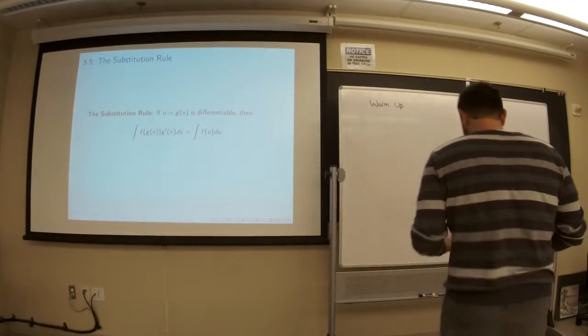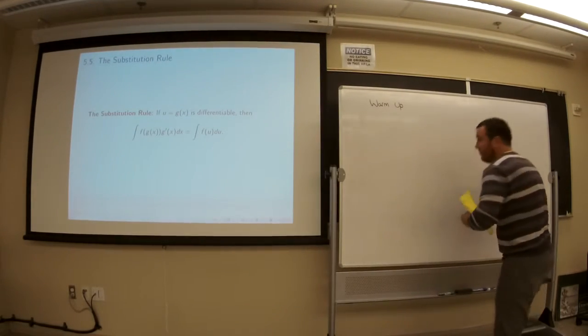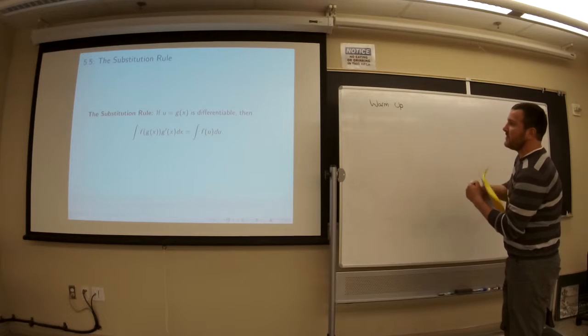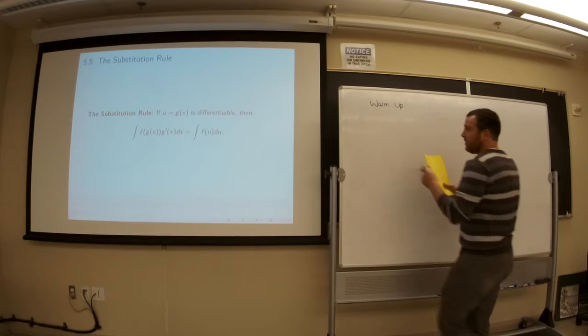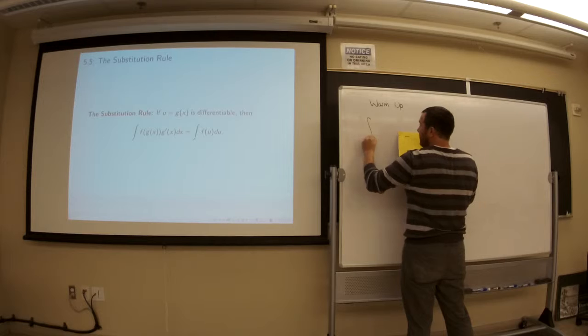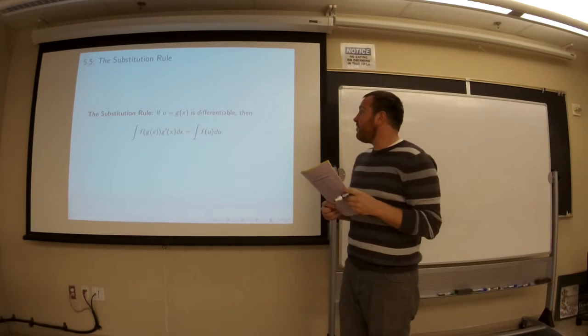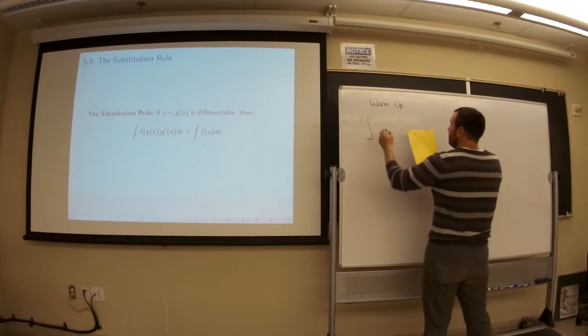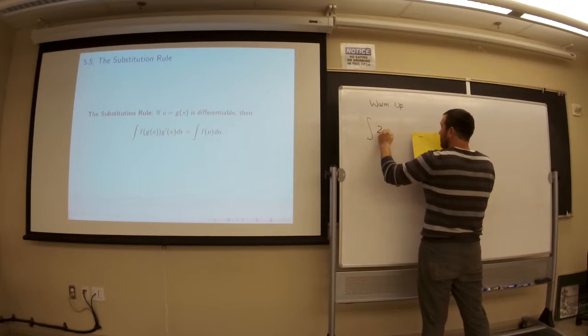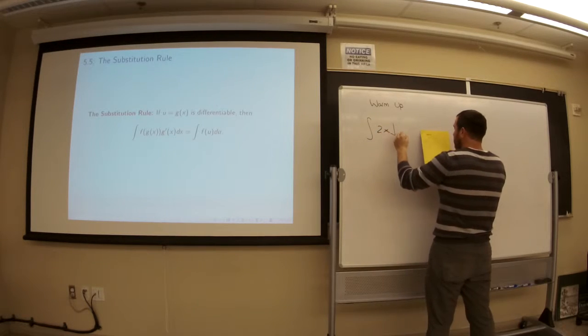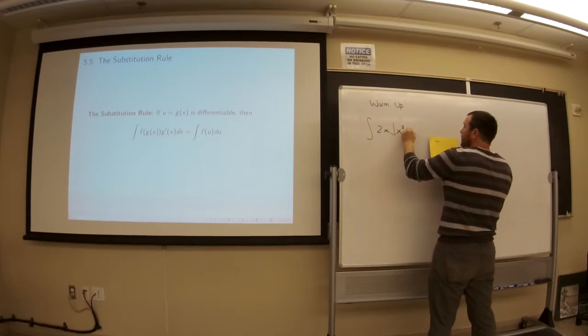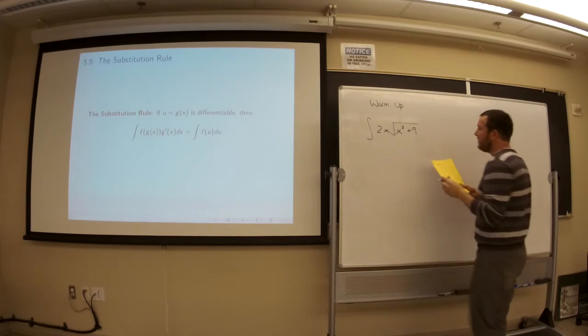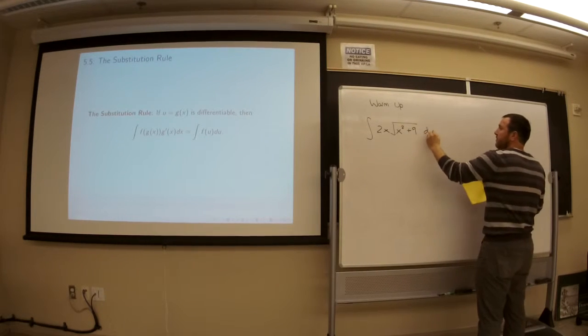Okay, so let's start by writing it as an integral just to match what we have for our substitution rule. So for our warm-up, we'd be looking for the integral of 2x times the square root of x squared plus 9, this indefinite integral dx.